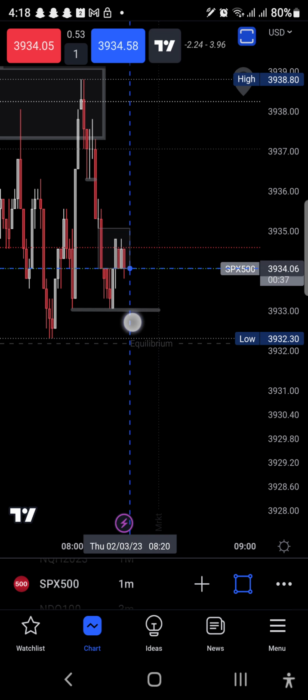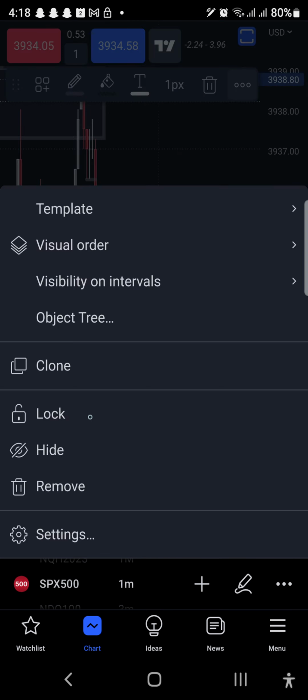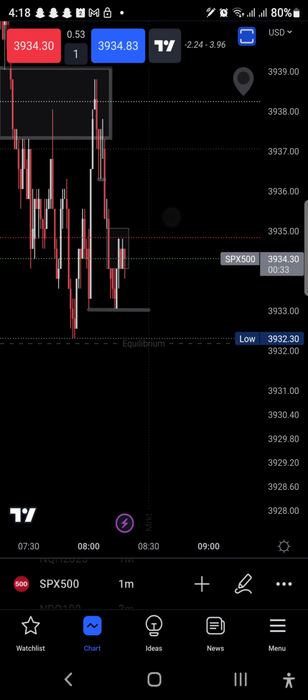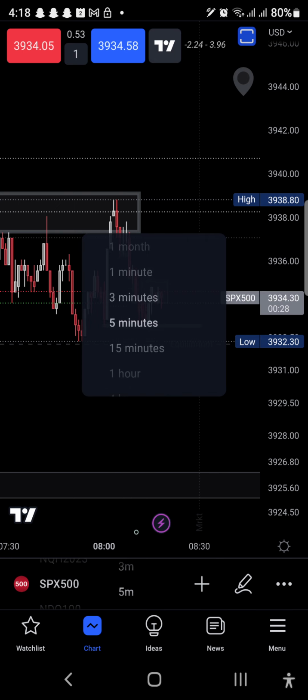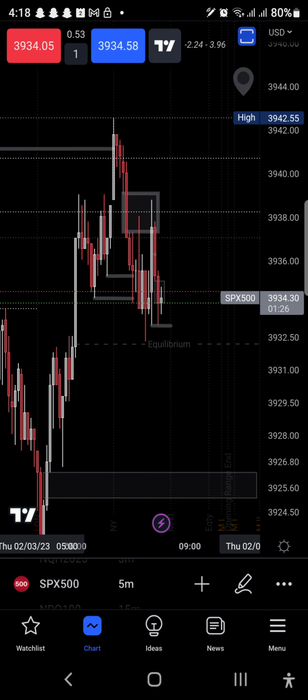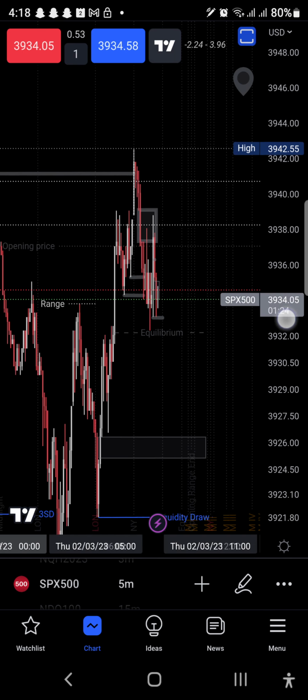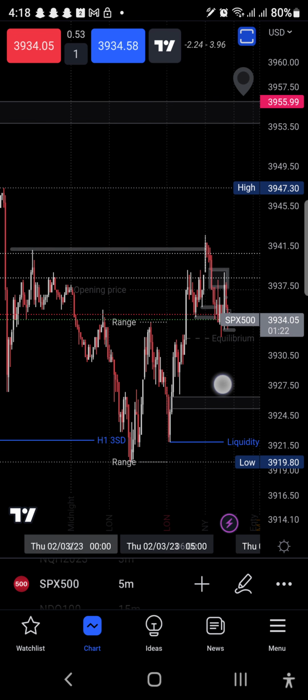institutional order flow. I think now, after all these hours and hours of work, I think I know what ICT was talking about. Finally. Finally. A lot of work put into this.